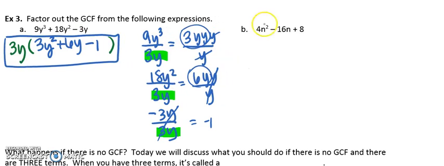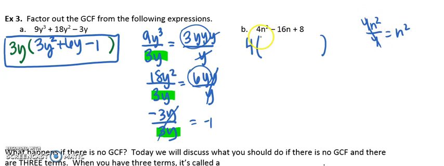Let's look at this next one. The biggest number that goes into 4, 16, and 8. Now if you said 2, that's not the biggest. You want the biggest number, which would be 4. This has an n squared, this has an n, and this has no n's. So they don't have any in common. They have none in common. So you're going to take 4n squared and divide it by 4.